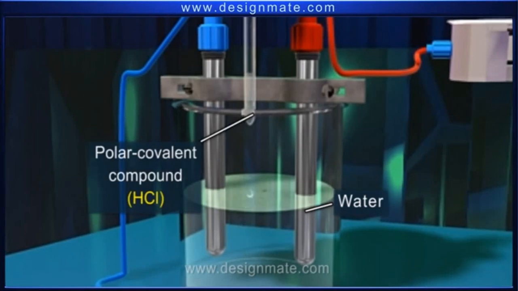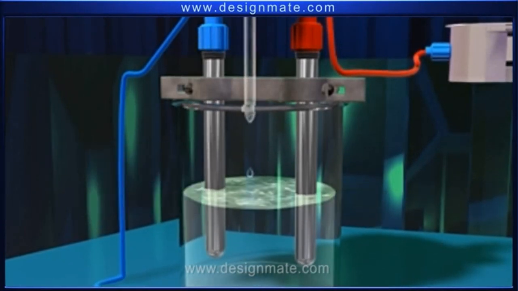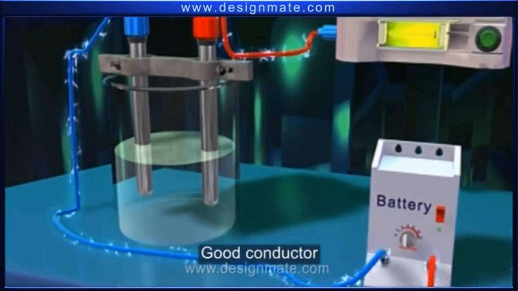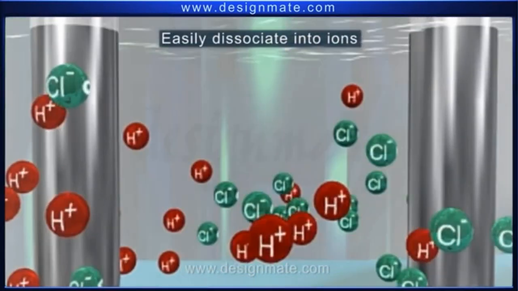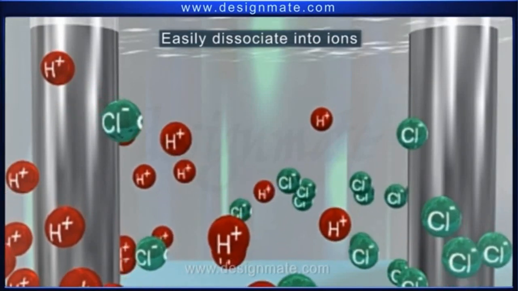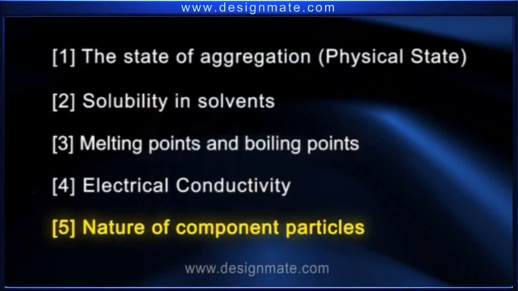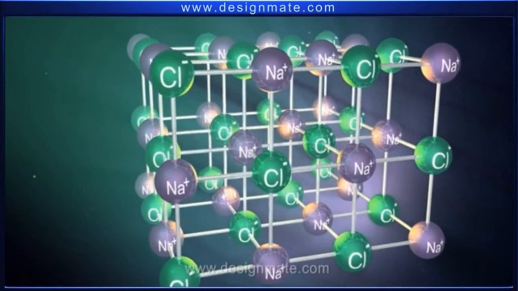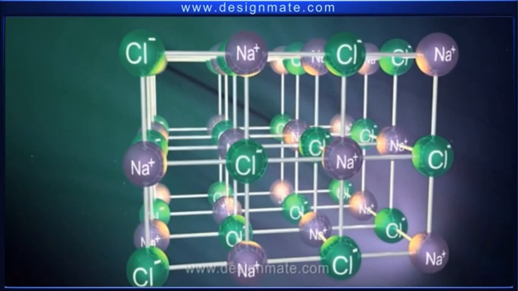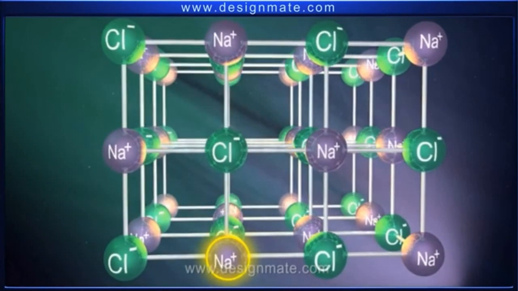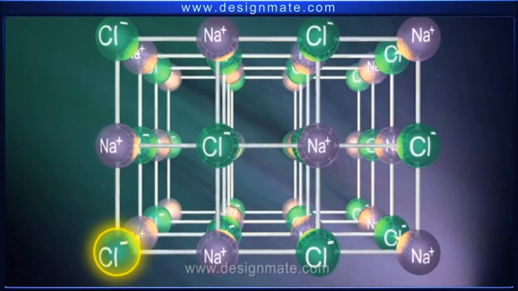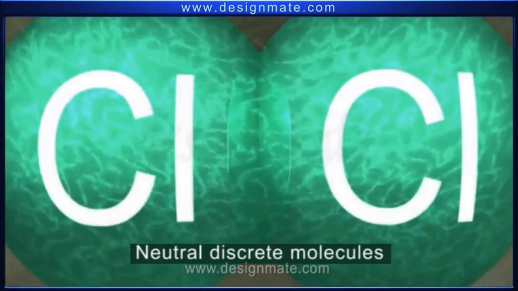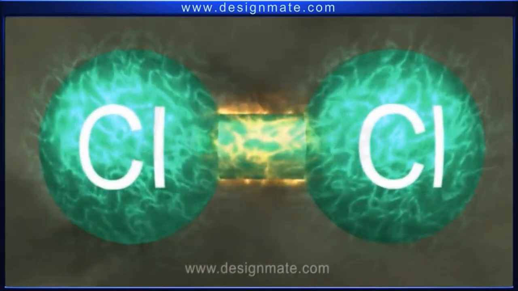However, polar covalent compounds like HCl, when dissolved in water, behave as good conductors of electricity because they easily dissociate into ions in the solution. 5. Nature of component particles. Ionic compounds like NaCl are made up of oppositely charged ions, that is, Na+ cations and Cl- anions, whereas covalent compounds consist of electrically neutral discrete molecules like chlorine gas, Cl2.